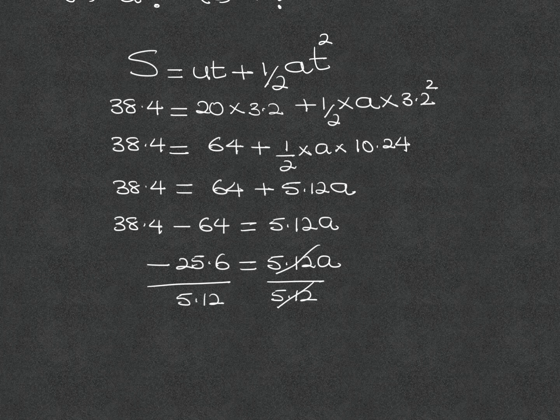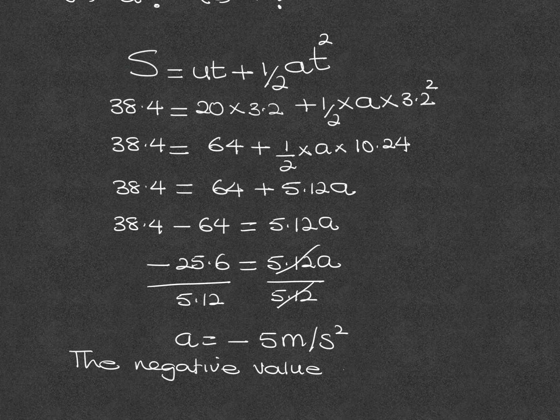So this will cancel this. Therefore, acceleration is minus 5 meters per second squared. Because we have a negative value for acceleration, it means that the body is actually decelerating. Okay? The negative value indicates that the body is decelerating.